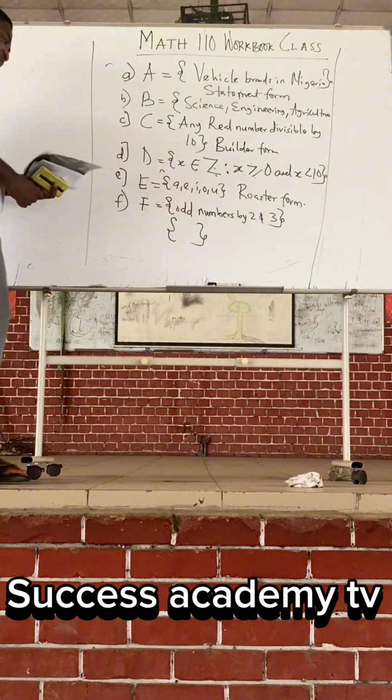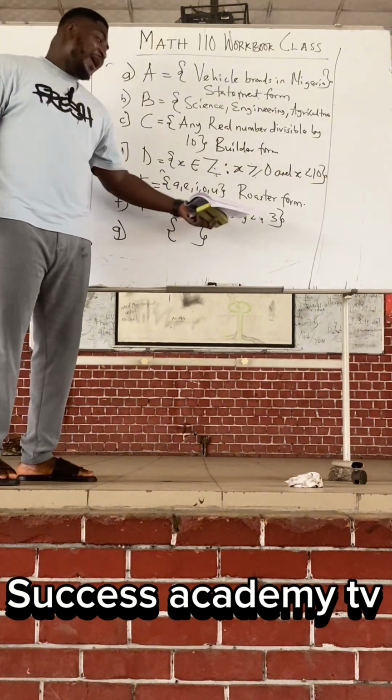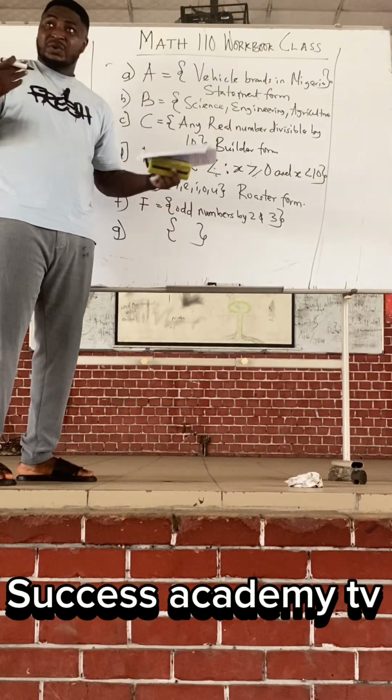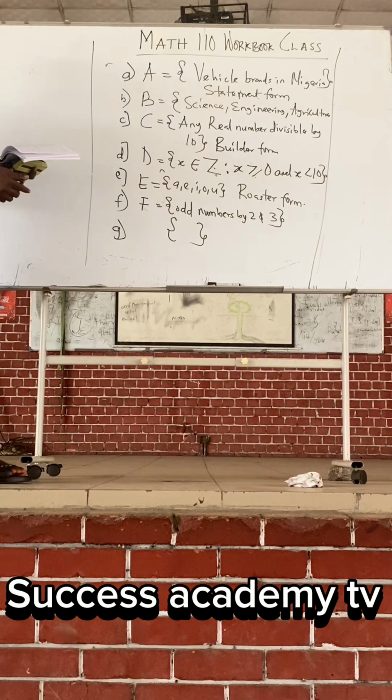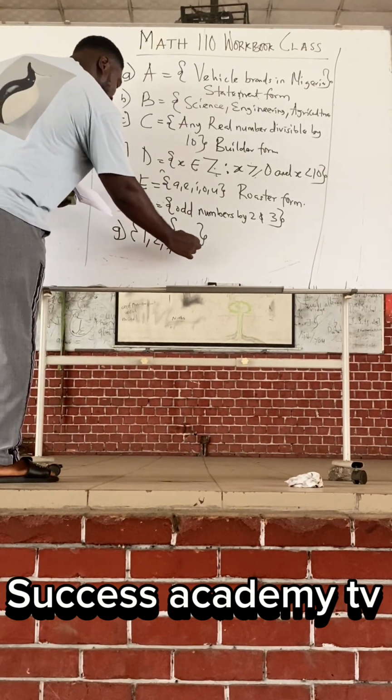You see? Now let's go to G. It's a builder. You see, we have to build the set now. Are you not saying 1, 2, 3 till 9? This one is what? Roster, right?